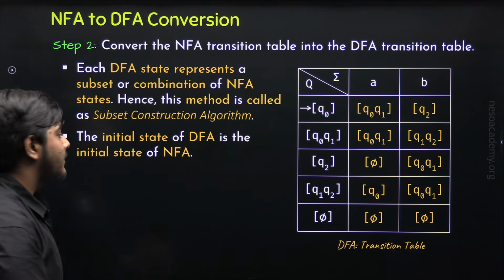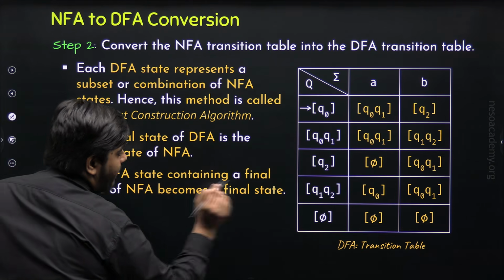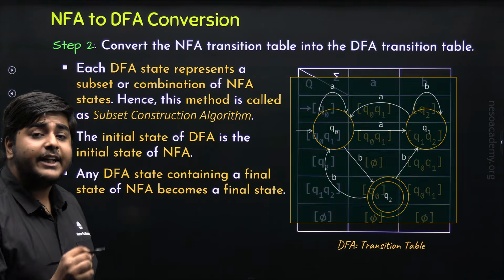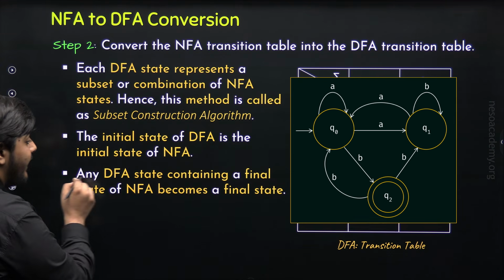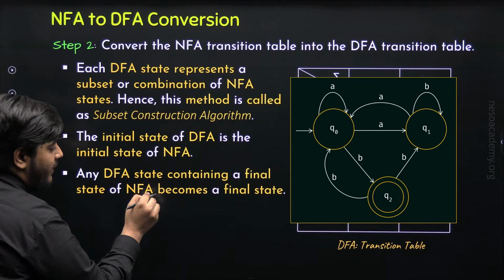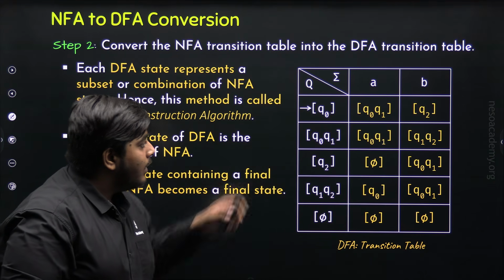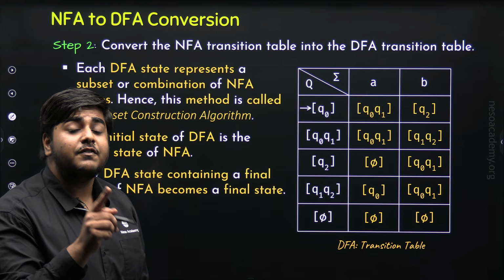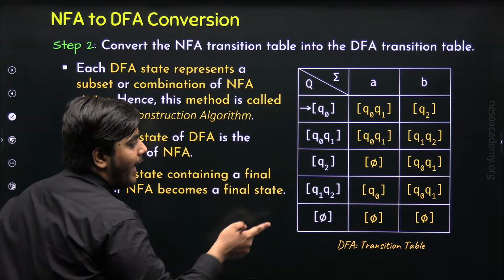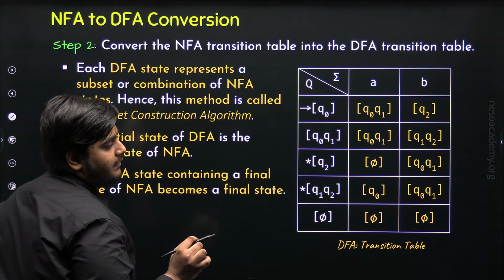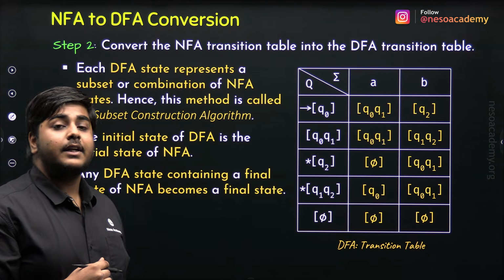What about the final state? Any DFA state containing a final state of NFA becomes a final state. What was the final state of NFA? Q2 was the final state of NFA. And according to this point, any DFA state containing the final state of NFA will become the final state of the DFA. So out of these states of the DFA, which state is containing Q2? These two states contain Q2. That is why these two states will become the final states of this DFA. In this way, we have identified the initial state and the final states of this DFA.